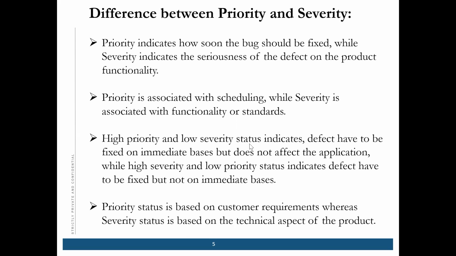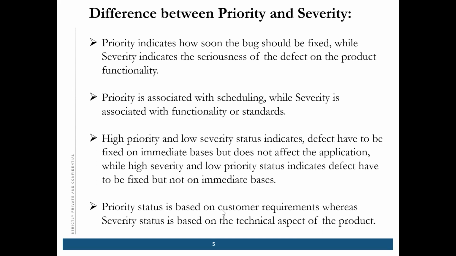High priority and low severity indicates the defect has to be fixed on an immediate basis. While high severity and low priority indicates that the defect is to be fixed, but not on an immediate basis. Okay. We will learn more about this because this is a really important interview question.